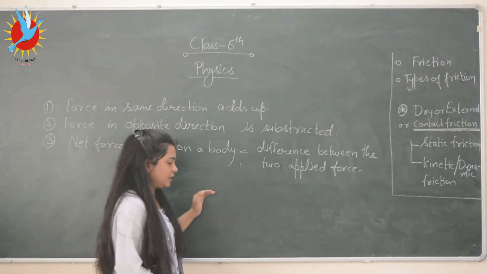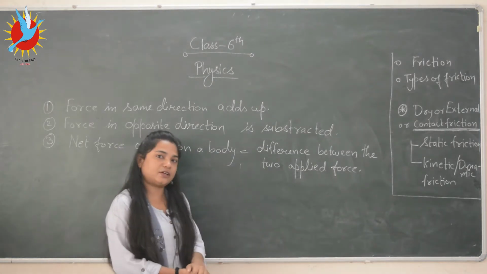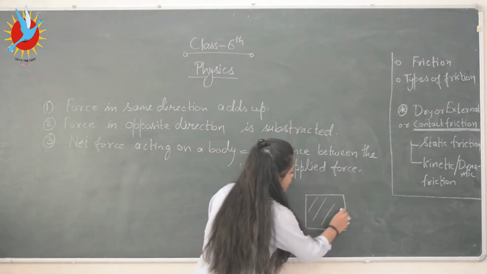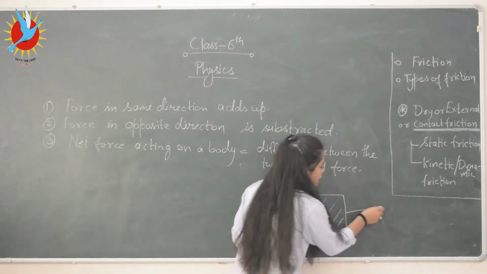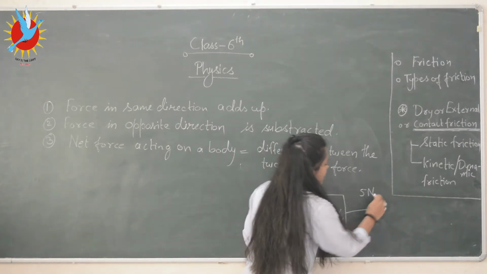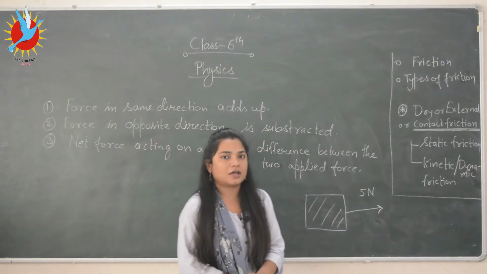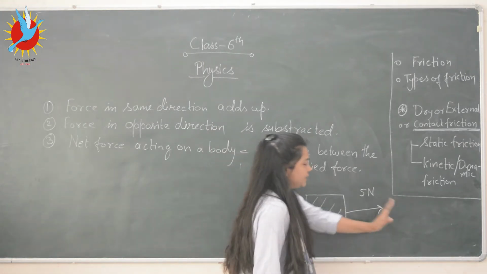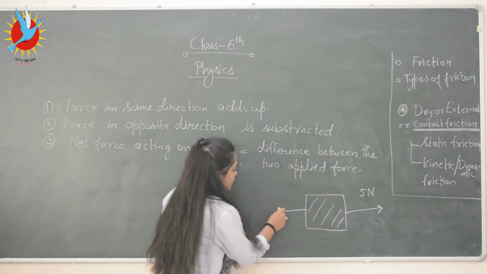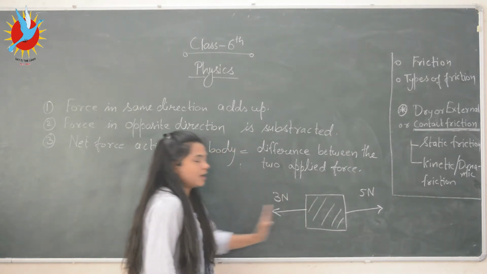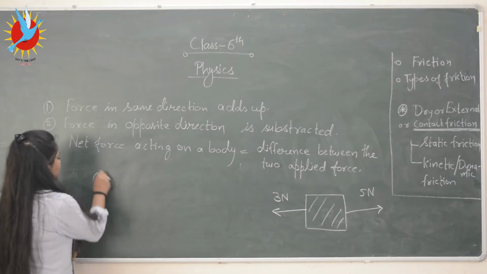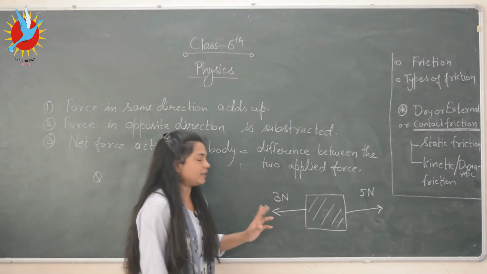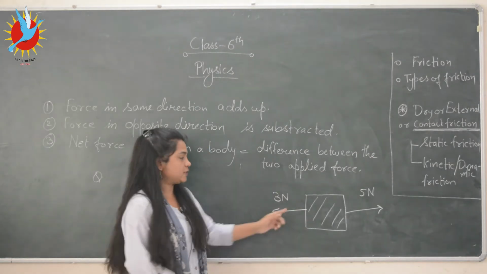Students, we will discuss this topic further by using a numerical. Suppose we have an object, a box. We are applying a force of 5N. N is the Newton. It is the unit of force, which will be introduced to you in the higher classes. So a 5 Newton force is applied in this direction, and another force of 3N is being applied in this direction. Now you have to find out the net force acting on this body, and second, the direction of displacement of this body.